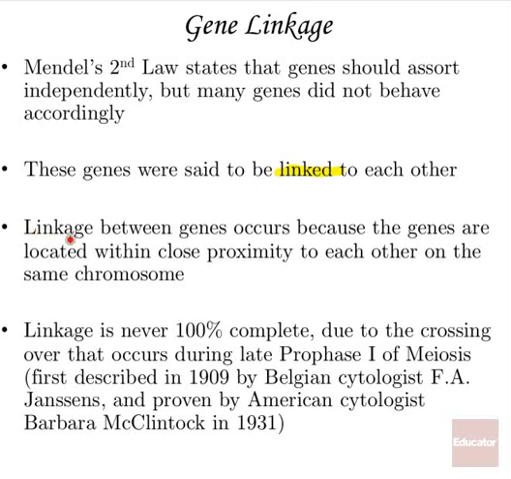Now, linkage occurs between genes because the genes are located within close proximity to each other and usually are on the same chromosome. Now, linkage is never 100% complete, okay, and that's due to the fact that you can have crossing over in meiosis, so in late prophase 1, but linkage can be above the normal 50-50, which would be considered an unlinked gene.